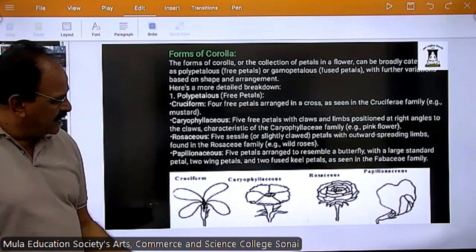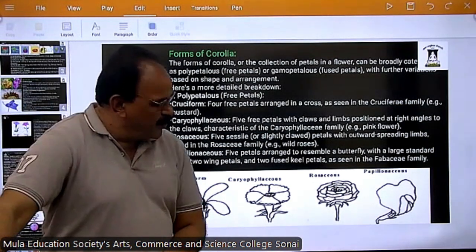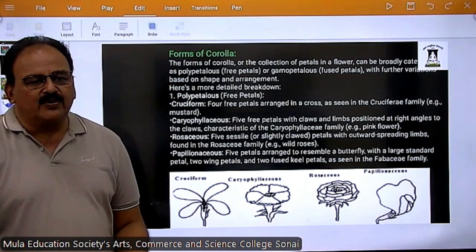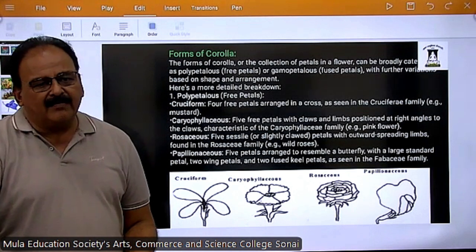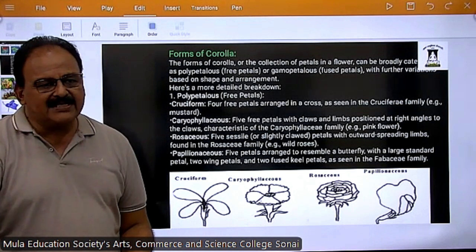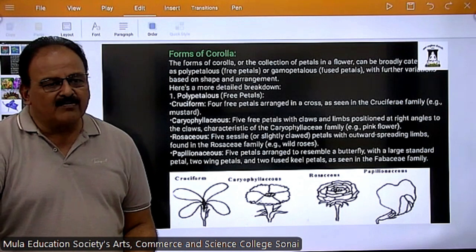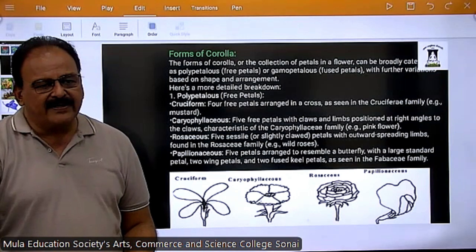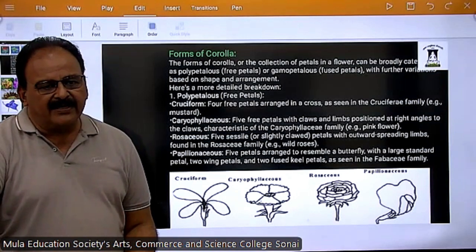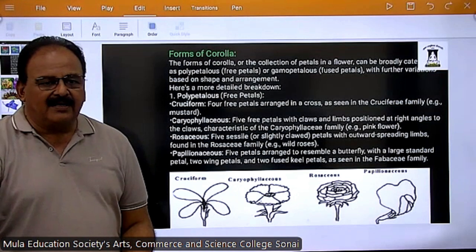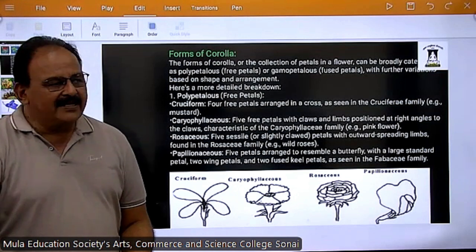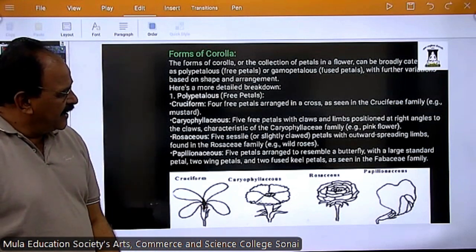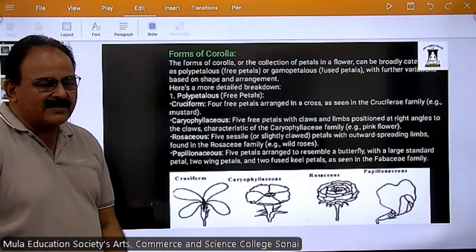And the last one, the fourth one, is papilionaceous corolla. There are five petals arranged to resemble a butterfly, with a large standard petal, which is outermost, covering two lateral petals. These are called wings, and two fused petals. These are called the keel. This is a particular identity of family Fabaceae, for example, bean.